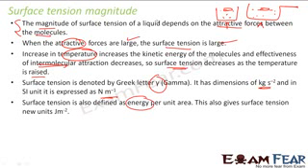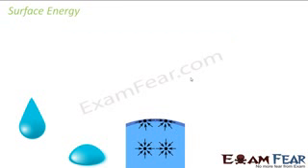As I told, it is also defined as energy per unit area. And with this you get a new unit of surface tension, that is joule per meter square. So surface tension is either force per unit length or energy per unit area, right? Both these are surface tension. Now we'll talk about surface energy.